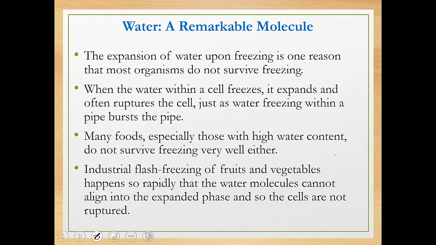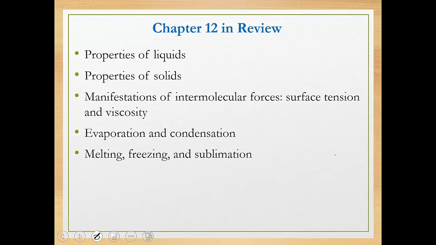So many foods don't survive freezing very well, okay, especially those with a high water content. So certain things can freeze, but you have to do it in the right way. So like industrially prepared fruits and vegetables, they are flash frozen. Flash freezing goes so quickly that the water molecules don't really have time to align themselves up in their expanded phase. They don't really spread out as much, and so it doesn't rupture the cells of that frozen fruit or vegetable. But if you just let them freeze slowly over time and there's a high water content, chances are your food isn't going to fare very well.